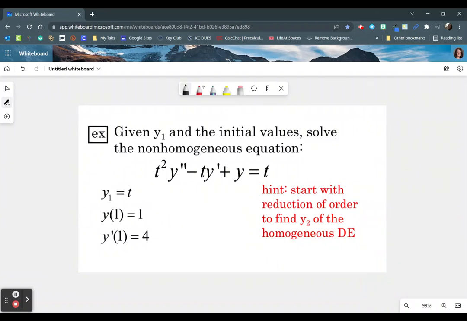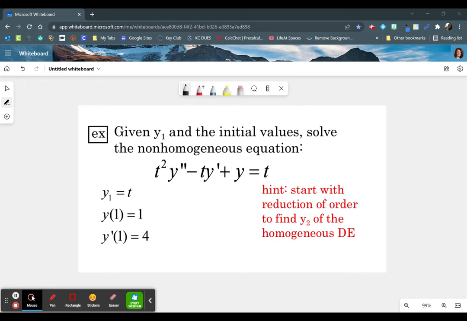Hello, happy Monday. Welcome to the most intense math problem that you will ever see on a Monday.